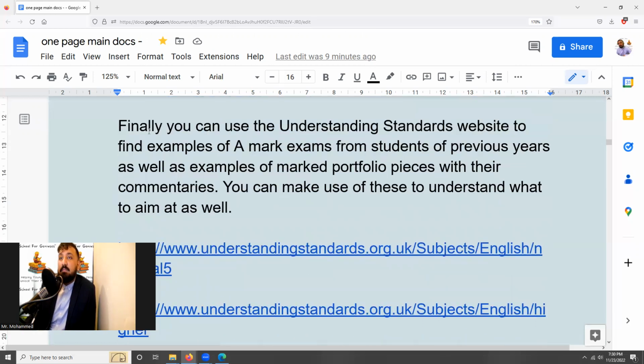And finally, you want to take advantage of another resource called Understanding Standards. You can get access to this by just Googling Understanding Standards, and this is for both Nat5 and Higher. You can find on here examples of A mark exams, as well as B's and C's, and I think they even have fails on there also, so you can have a clear picture of what to aim at and what to avoid doing.